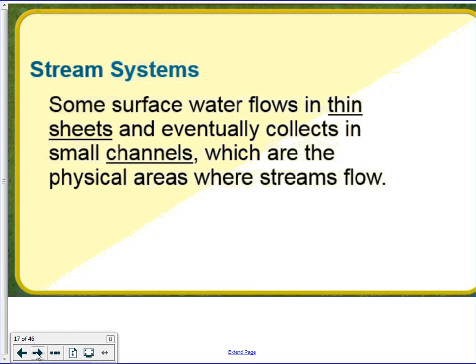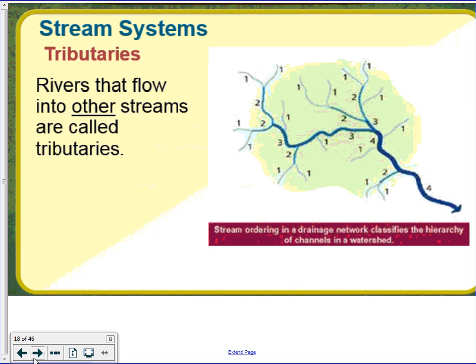This has some surface water flows in thin sheets and eventually collects in what are called channels, which are areas where streams flow. So there's all sorts of different channels, but the runoff will flow until it hits a channel. The first thing it's going to form is what's called a tributary. So rivers that flow into other streams are called tributaries.